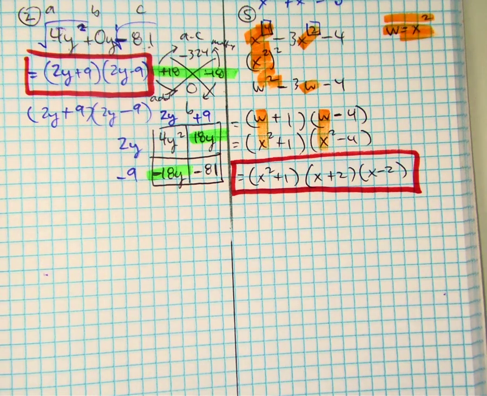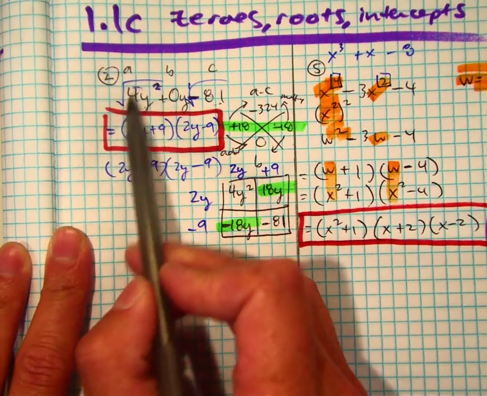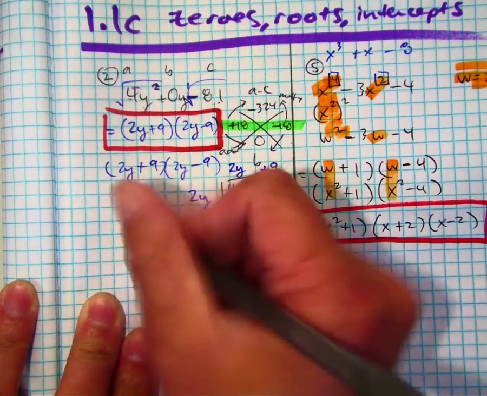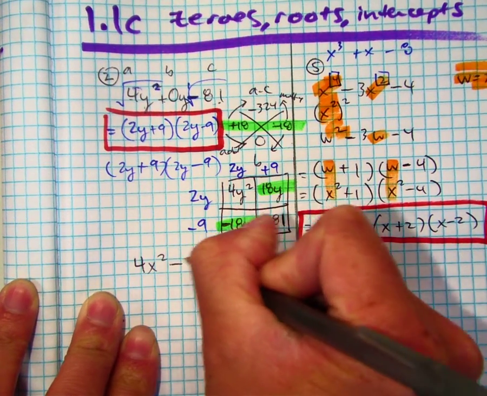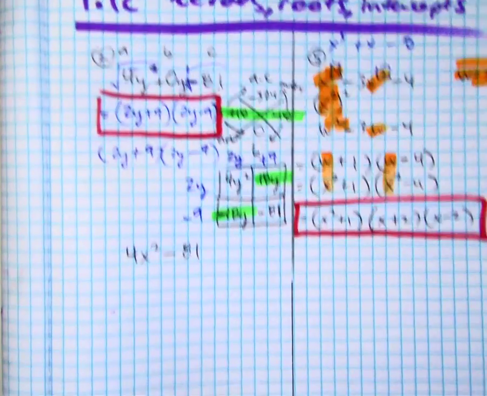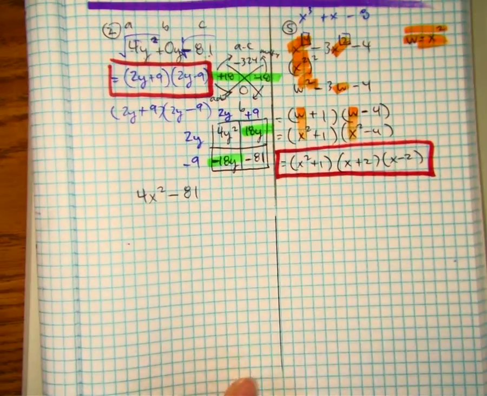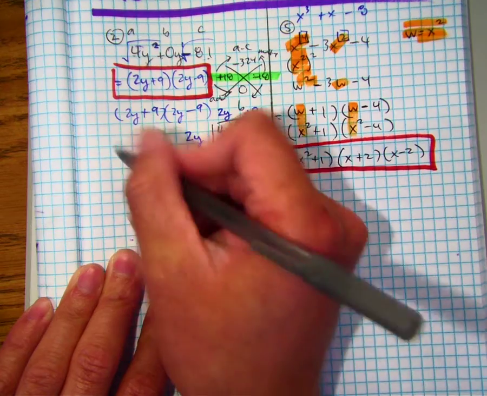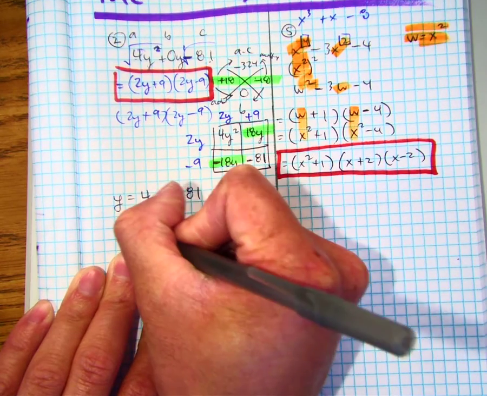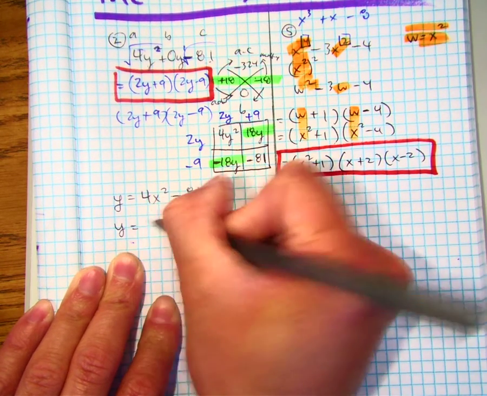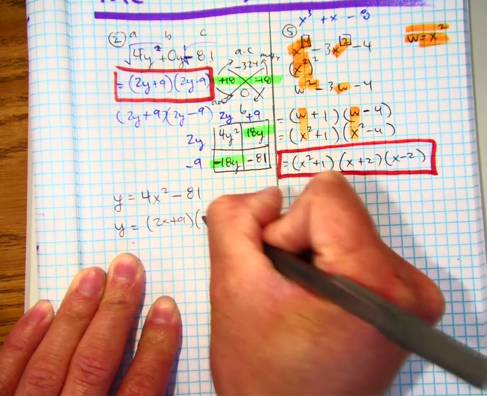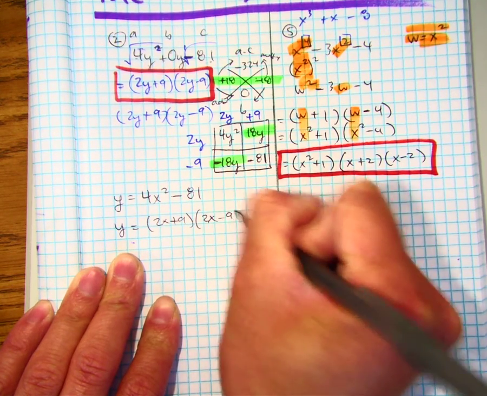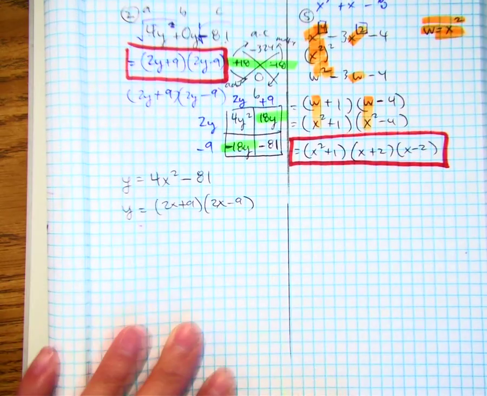Alright, let's say you wanted to graph this problem that we just did above by factoring. Let's just change it: 4x squared minus 81. If you factored it, it would be essentially the same. So let's put a y in front of it. Now you have a function. y equals (2x plus 9)(2x minus 9), right? That's how you factored it.